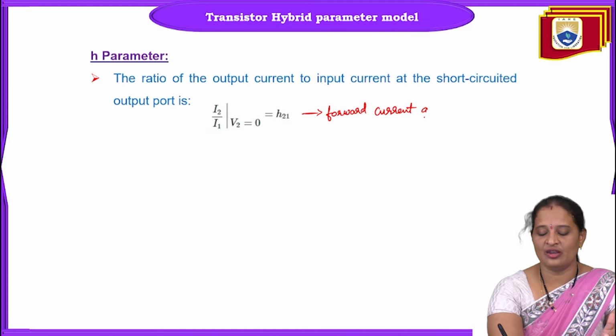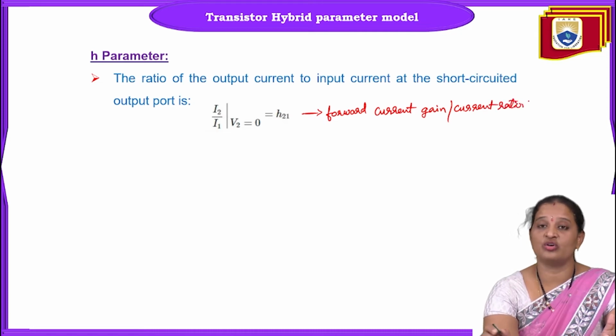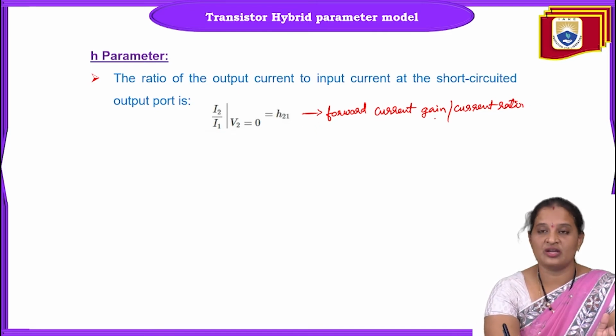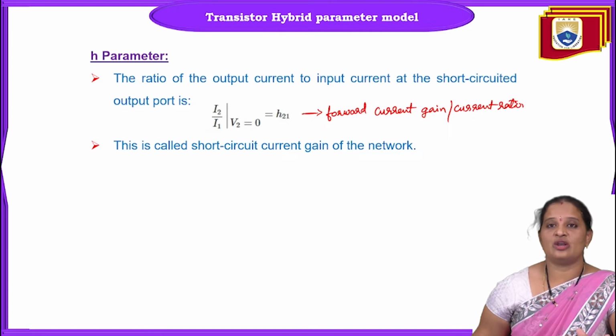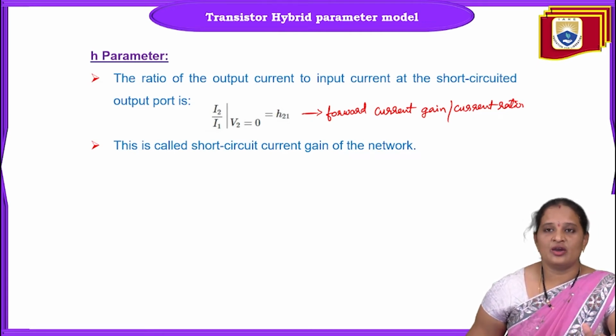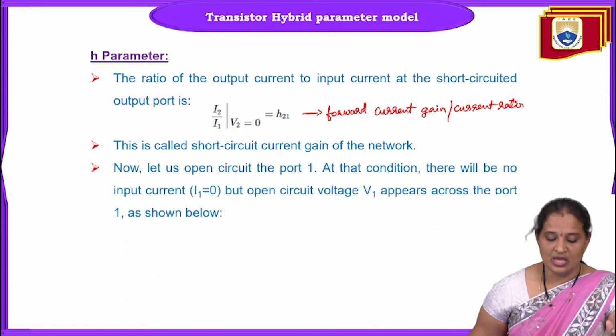Forward current gain or forward current ratio, because it is measured between the output current and the input current. It is in the forward direction. That is why forward current gain or forward current ratio. It is also called short circuit current gain or short circuit current ratio, because we are short circuiting the output port.